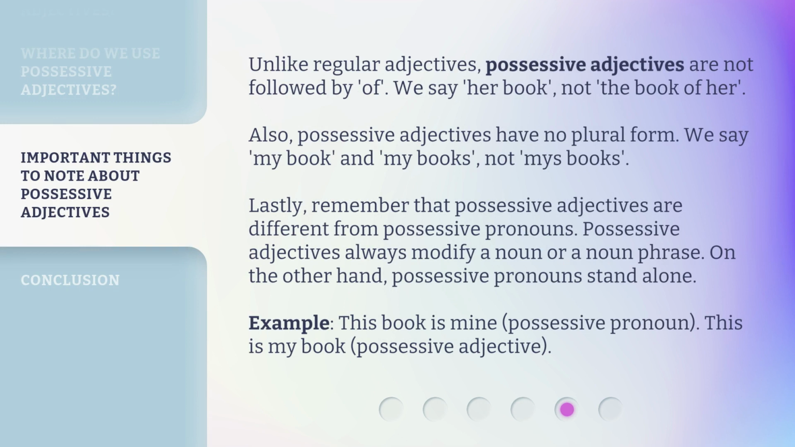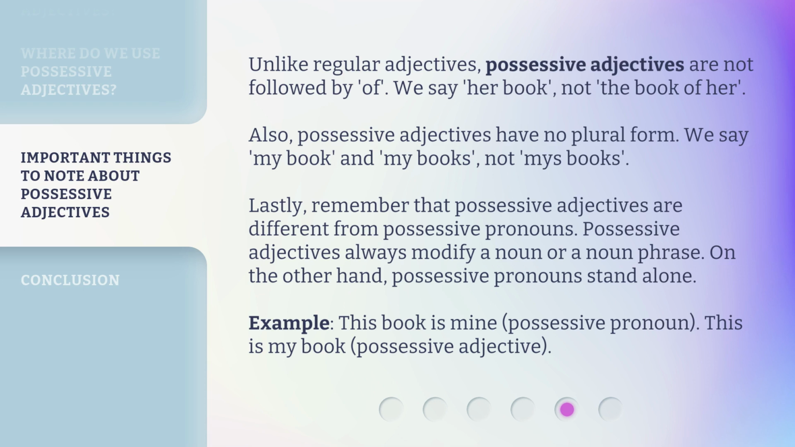Unlike regular adjectives, possessive adjectives are not followed by of. We say, her book, not, the book of her. Also, possessive adjectives have no plural form. We say, my book, and, my books, not, mys books.